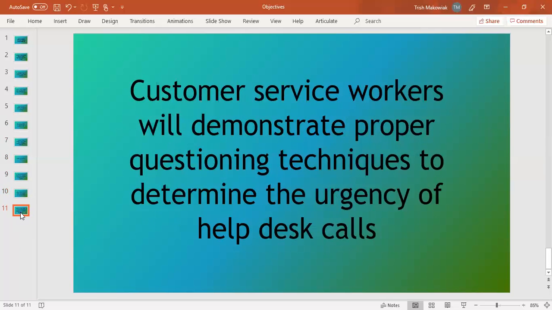Customer service workers will demonstrate proper questioning techniques to determine the urgency of help desk calls. What do you guys think of this one? No. It's not defined what determines urgency. How do they demonstrate? It's too vague. Okay. Yep. Exactly.